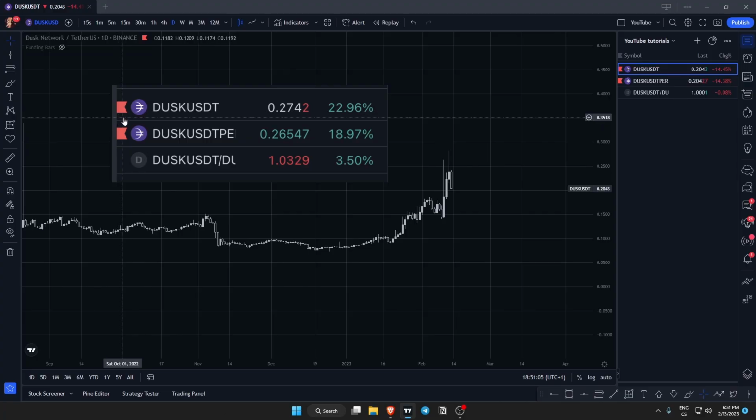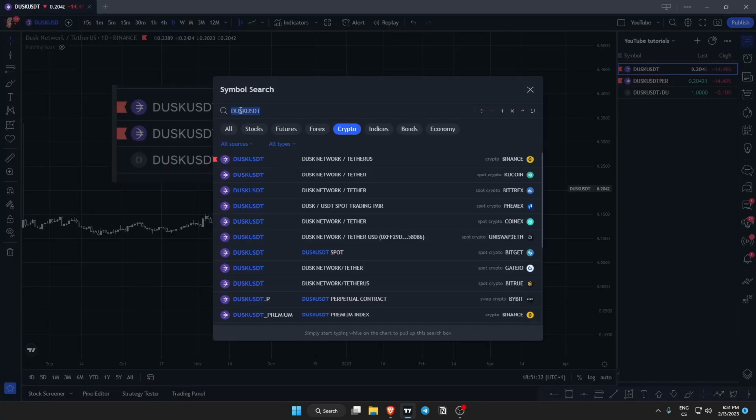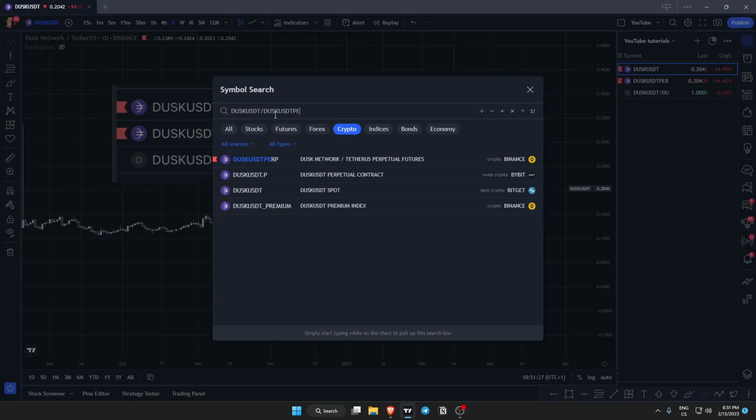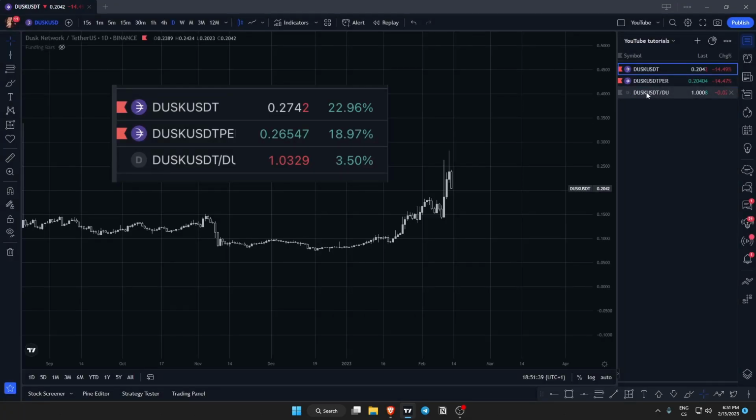So above, you can see the spot price was 0.274, but perp was 0.265. So clearly the price is quite different, right? What I also recommend, if this is a bit difficult, you can add a pair trade here, which will show you the divergence or the spread between spot and perp price. You have Dusk USDT, you divide it by Dusk USDT perp, and this is what you get.